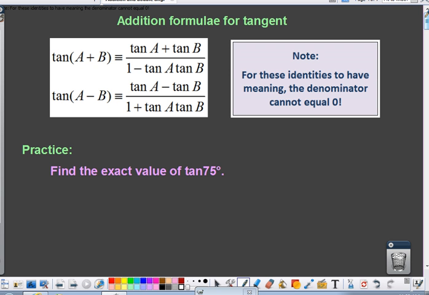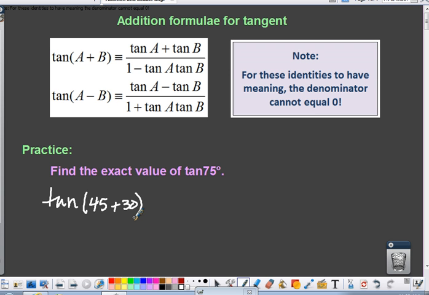Okay, so tangent has a little different identity, but you could prove it the same way we proved the other ones, except that tangent's denominator can never equal 0 because it's undefined at that point. So basically, if you find the exact value of tangent of 75, we're going to do the same thing that we did before. We would say the tangent of 45 plus 30, or 30 plus 45, but it's probably the easiest one.